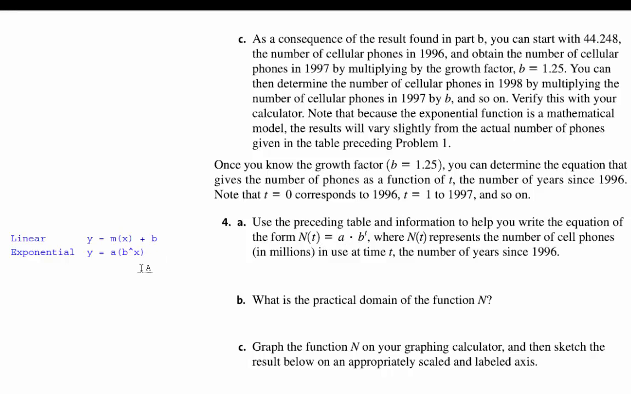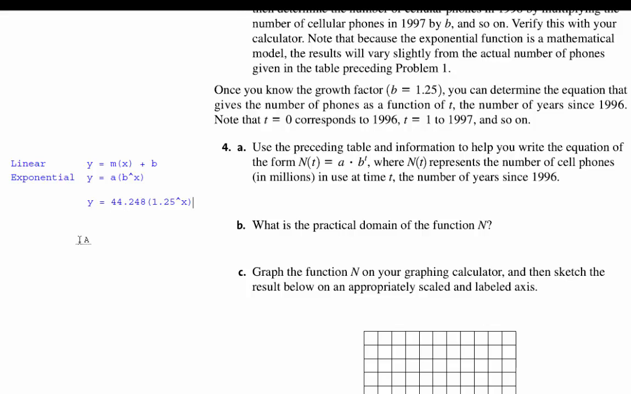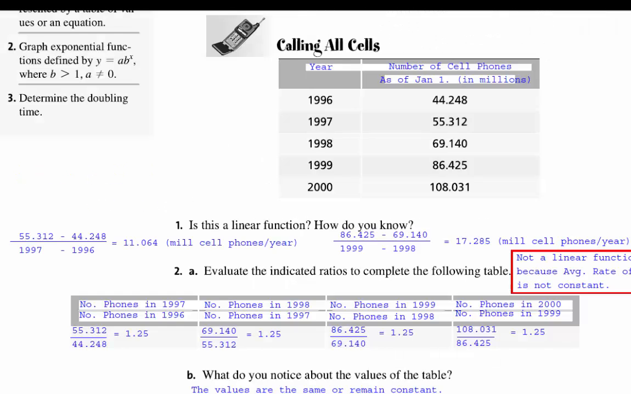If I were to use the letters y and x instead of N and t initially, my equation would look something like this: y equals 44.248, that's millions of cell phones, times 1.25 raised to the x. Our b is the 1.25, our a is the 44.248. The 44.248 comes from our initial value of cell phones, which we get from our table. What's the starting value of cell phones? That was the 44.248 million cell phones.